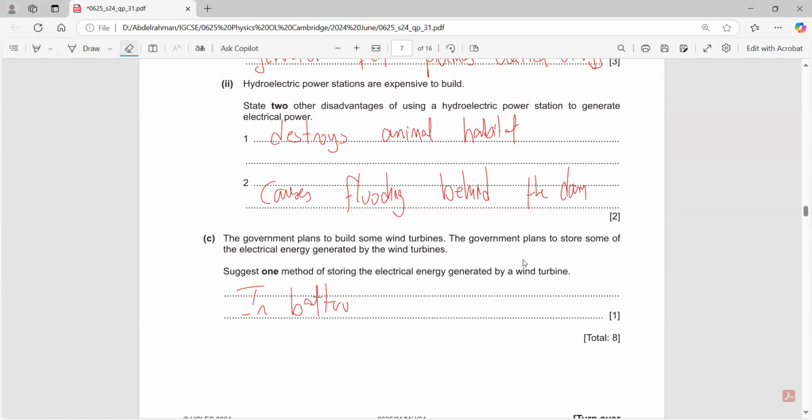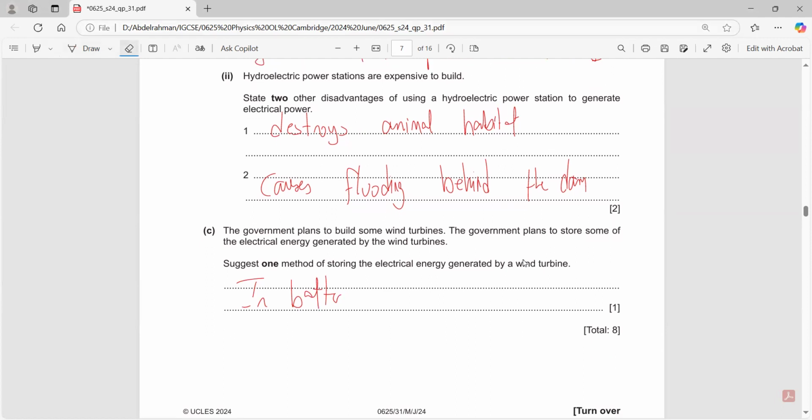Someone's asking, how can the dams cause floodings? It actually causes floodings behind the dam, not after the dam. It creates these artificial lakes behind the dams. So you destroy even further the environment which is behind the dam. Okay?